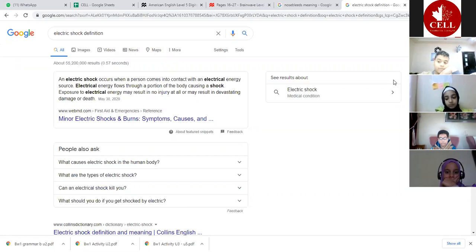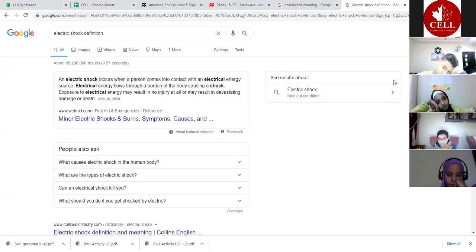So an electric shock occurs, meaning happens. The meaning of occur is happens. So an electric shock happens or occurs when a person comes into contact. Come into contact means touches. So you can use either: when a person touches an electrical energy source, or a replacement or substitute can be comes into contact. It depends if you want to speak or read or write simple English, we can say an electrical shock happens.